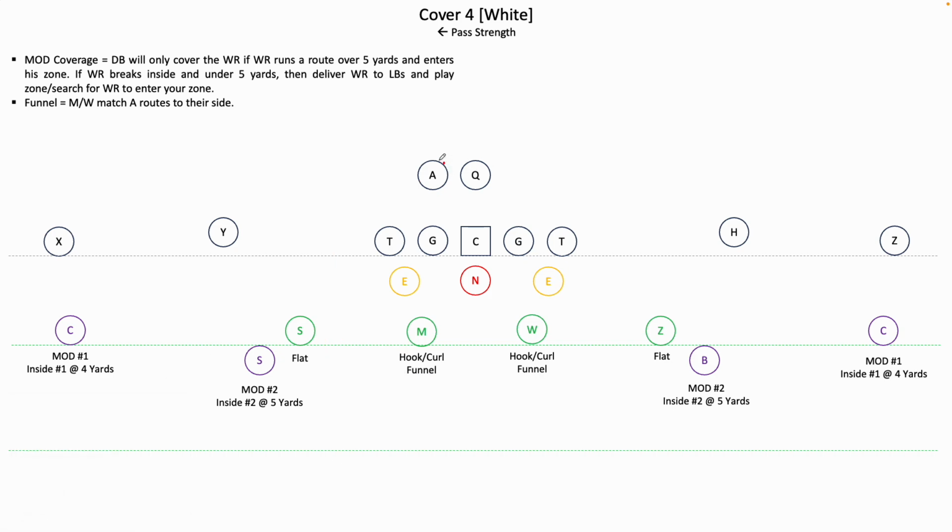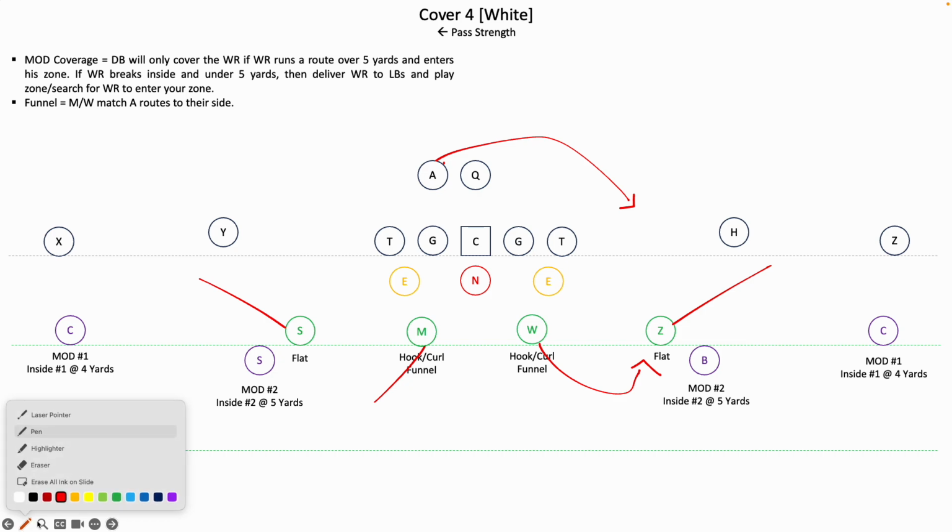And it's the same thing to the other side. If the A runs some sort of route out here, it's the Will who's going to match that route at the top of his zone and just wait for the A to cross the line of scrimmage. The Zeke will be out here in the flat. Sam will be out here in the flat. He'll be in this hook to curl zone. Okay. All right, that is cover four, also called quarters.